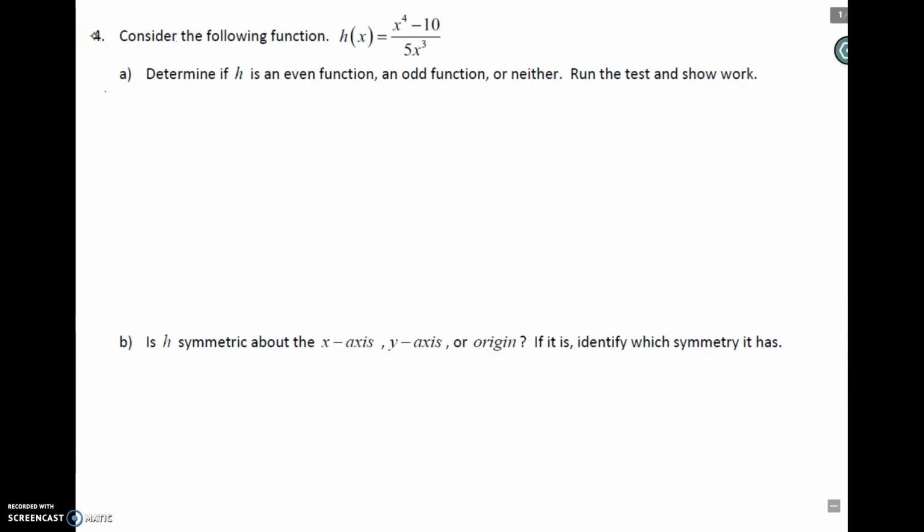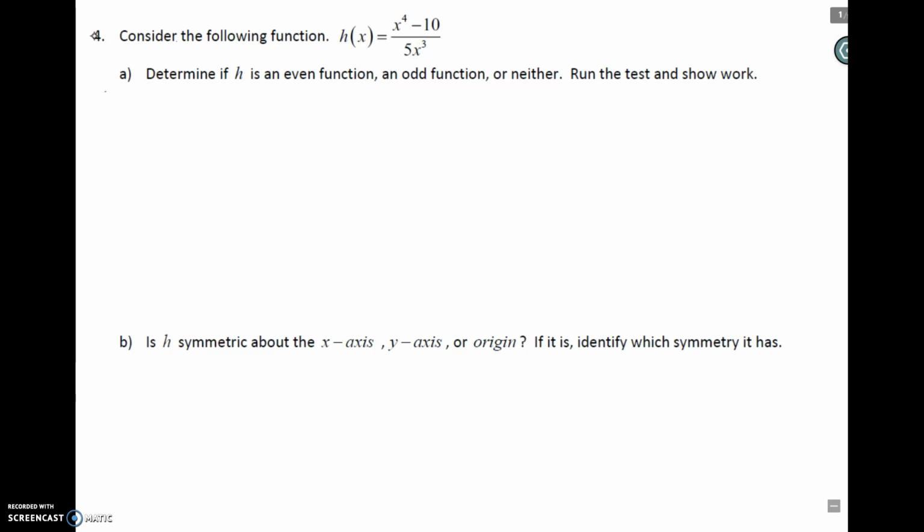Okay, this says consider the following function h of x equals (x to the fourth minus 10) over 5x cubed. Determine if h is even, odd, or neither. Run the test and show the work. So the test for even or odd: if even doesn't work and odd doesn't work, it's neither. But you just do the same test for even and odd.